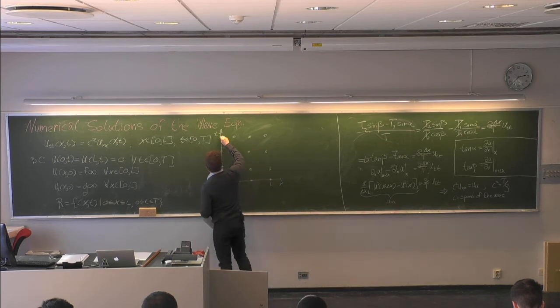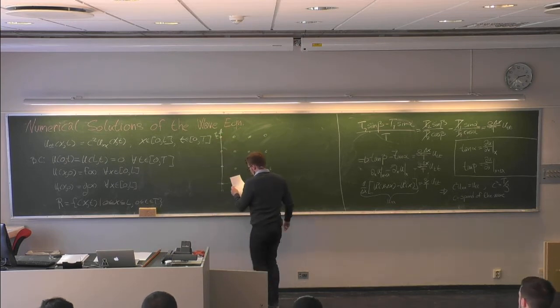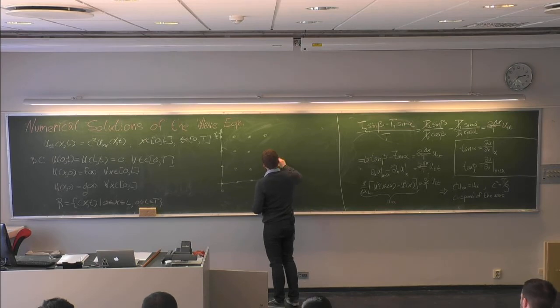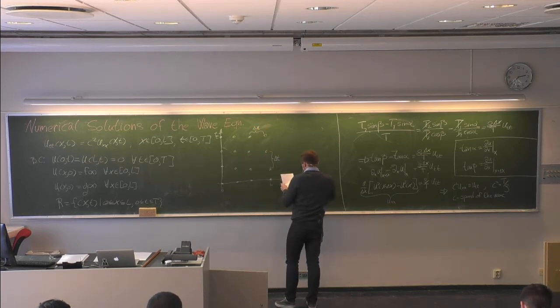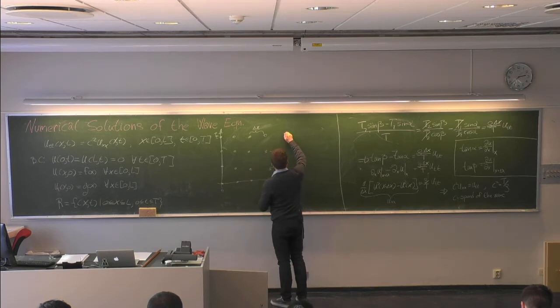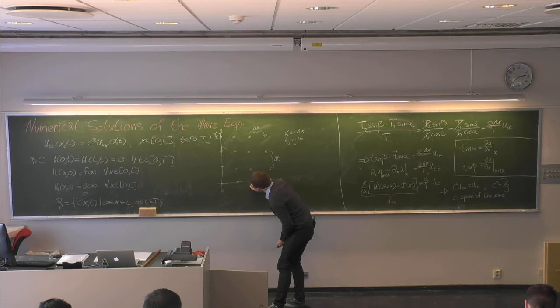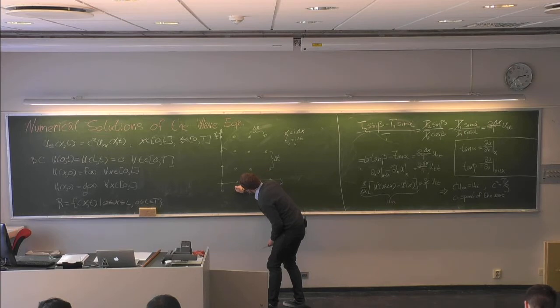Let's say that this is T tall, the last one, and then we have a spacing. Spacing here will be delta T, and spacing here is delta X. So we will have that x_i equals i times delta X, and t_j equals j times delta T. If this is at x_i, then this point is x_i plus 1, and this point is x_i minus 1.